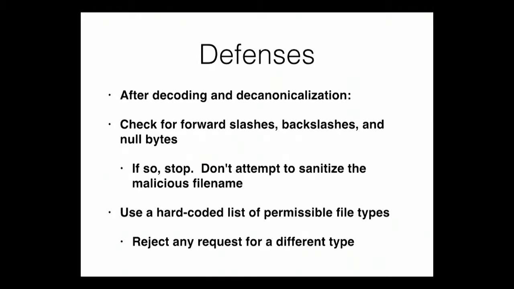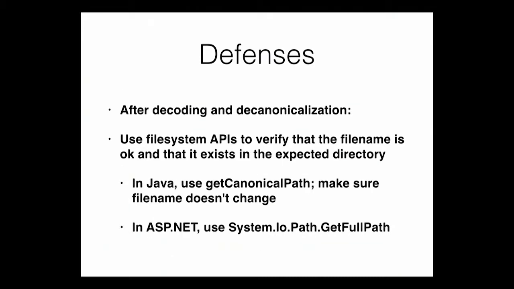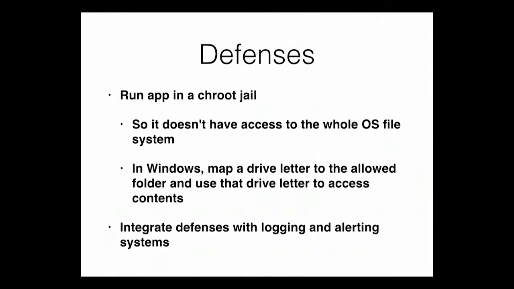The best thing would be to force the file type to be from a list of known good file types so they don't get to put in their own. Make sure that the file system actually is okay and that it exists in the expected directory. If you're referring to a file name, there's a Java function called getCanonicalPath that you can use to check the path of a file before you use it. There's another one in ASP. Those would be good things to do.